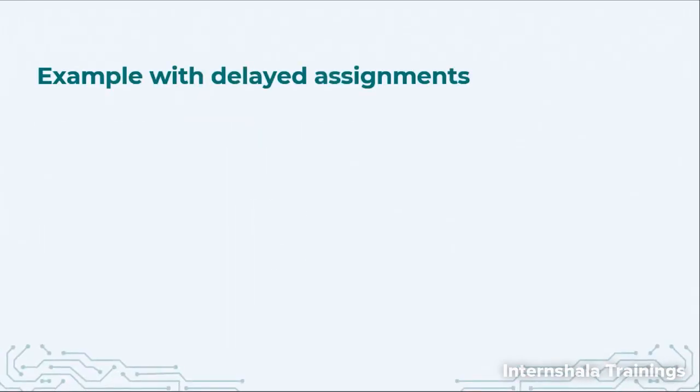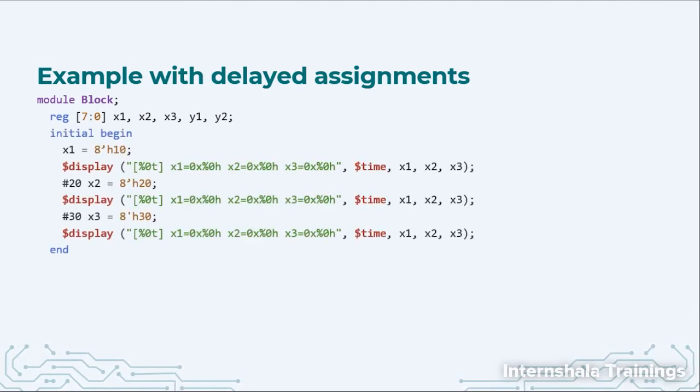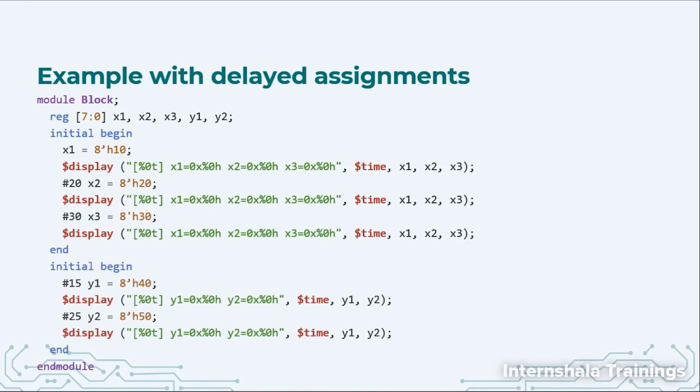Now let us put some delays and see what is going to happen. So I have the same block, same register names and exactly the same assignments, but the only difference is x2 is equal to 20 after 20 nanoseconds and x3 is equal to 30 after 30 nanoseconds. In the second parallel block, I have given a delay of 15 nanoseconds for the assignment of y1 and 25 nanoseconds for y2. Now let us see what the output is going to be.